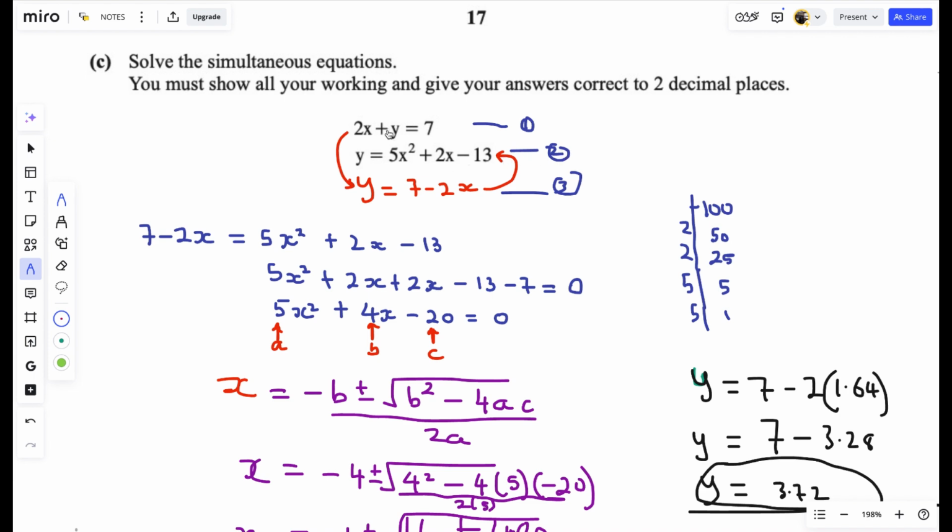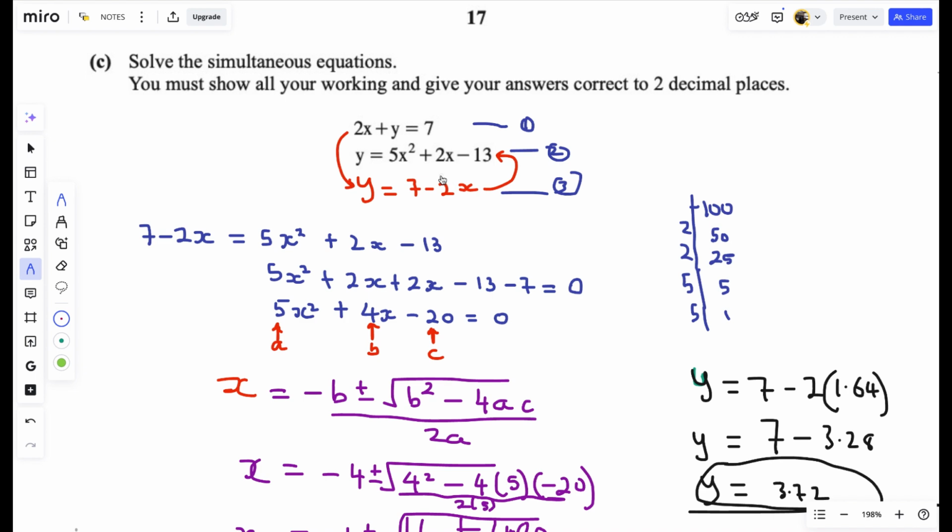So what we do, we're going to make equation 3. Okay? Make y the subject to form equation 3. So you say y equal to, you bring this 2x to the right. It becomes 7 minus 2x, because when it goes to the right, it's going to be negative. You call it equation 3.